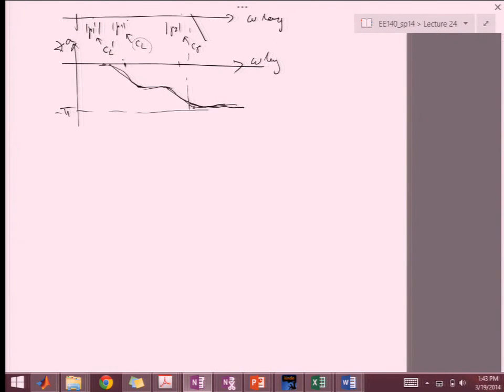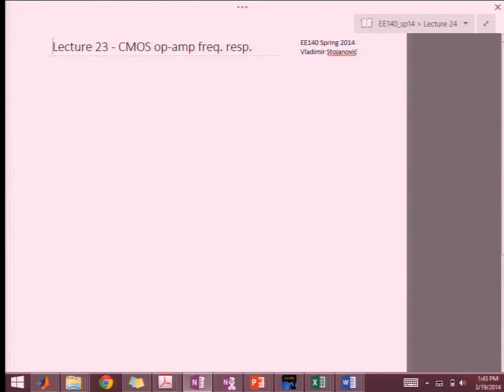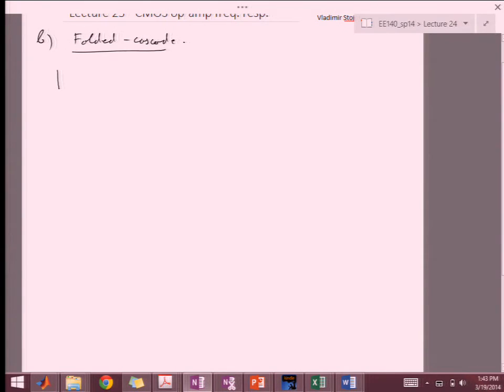Let's take a look at another flavor, which is the folded cascode. I mentioned last time a little bit what the trade-off there is, but let's do it explicitly. In a folded cascode, we have a very similar situation, because after all, the small signal models are very, very similar.